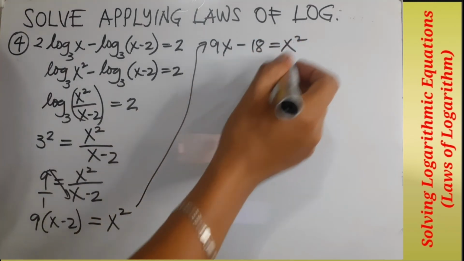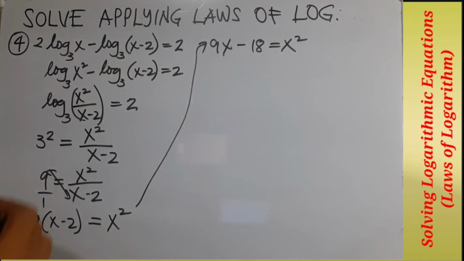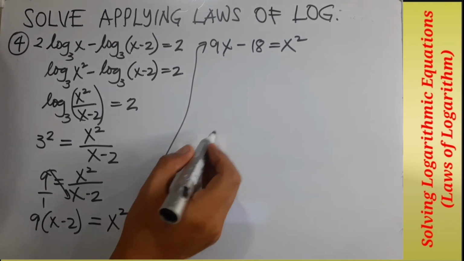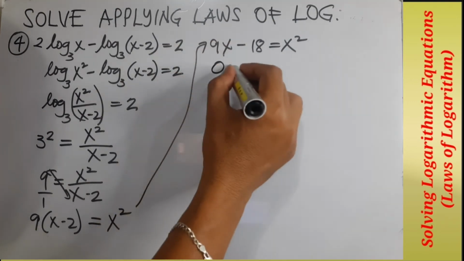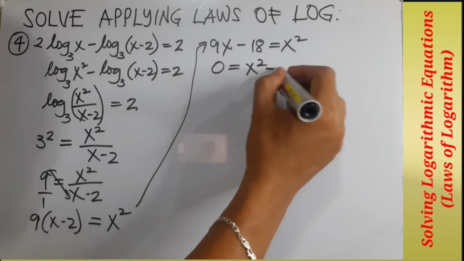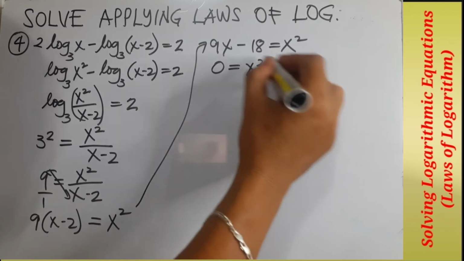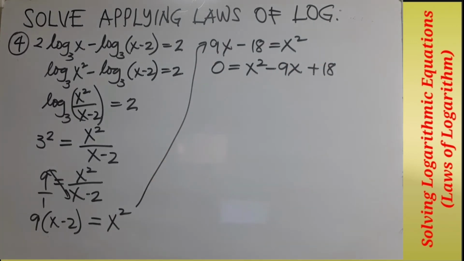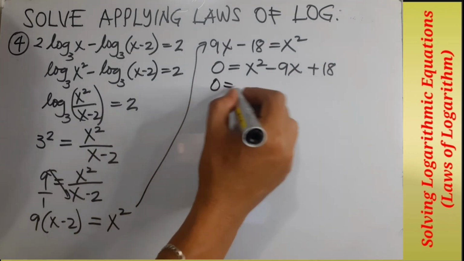Since we have x squared, we can isolate all the terms on one of the two sides. Since the x squared is on the right side, we will make 0 the left side. So we have x squared. Transpose 9x to the right will become negative 9x. Transpose 18 to the right will become positive 18. Then, apply factoring.